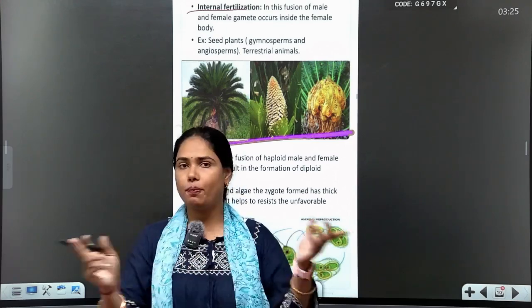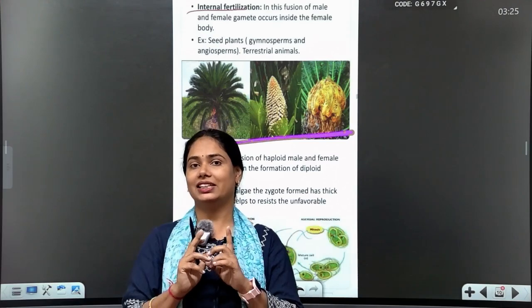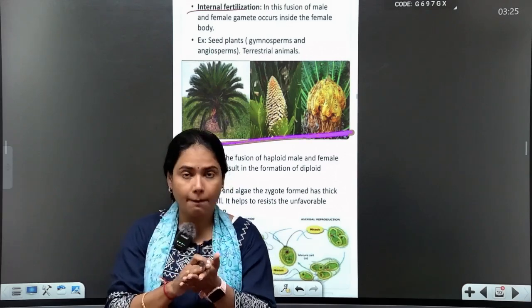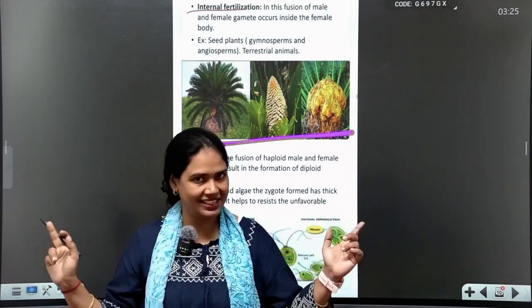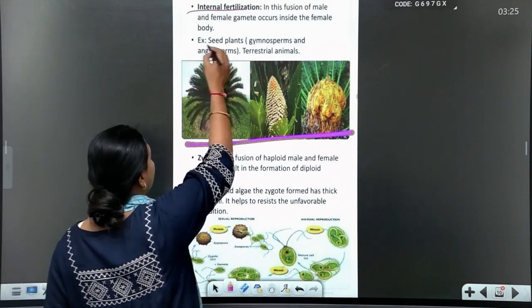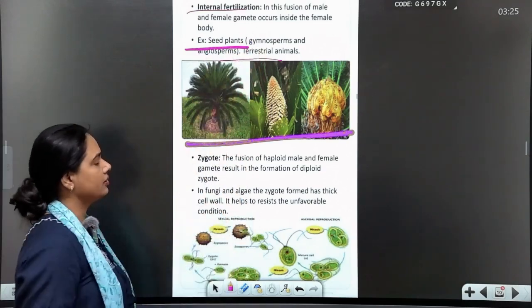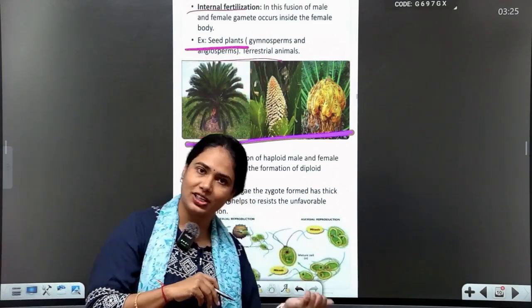So, no predator can see that child. The number of offspring is low, but the success rate is high. This example happens in terrestrial animals and seed plants. Fertilization occurs inside the body.